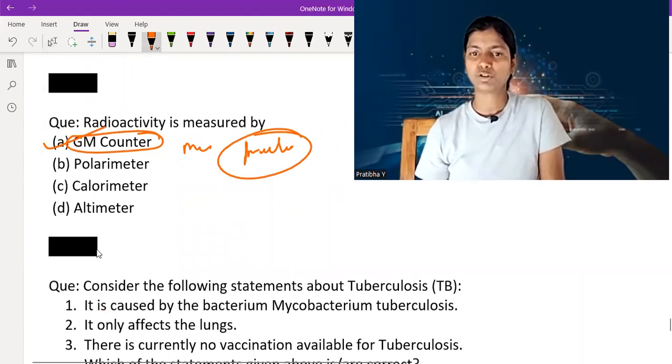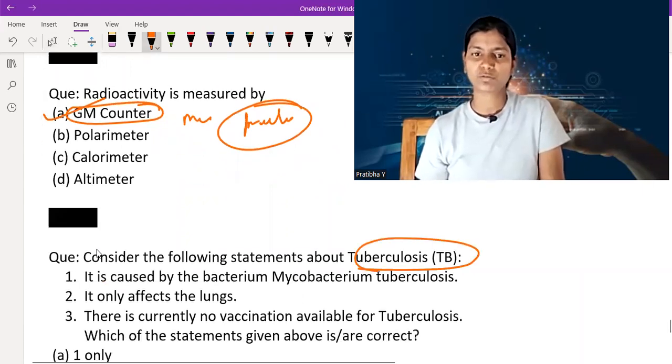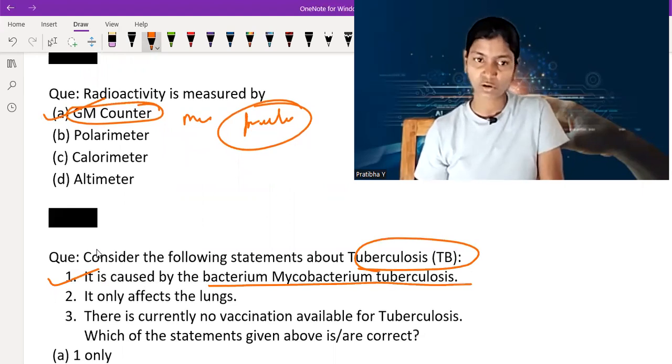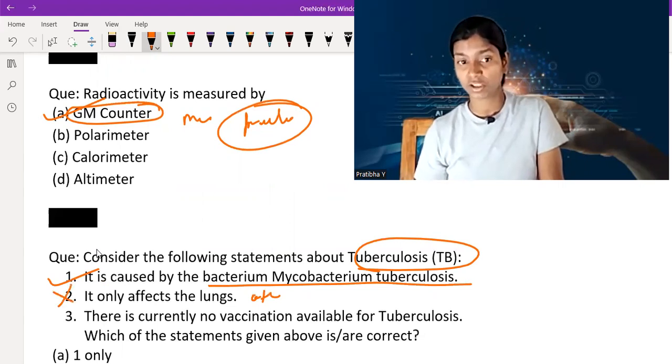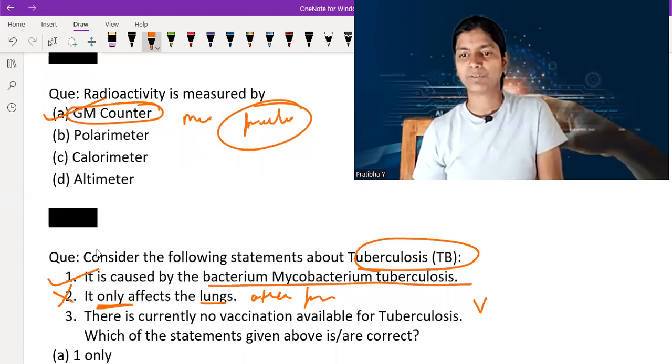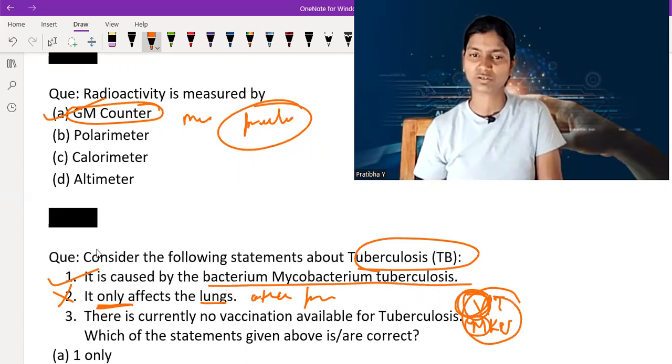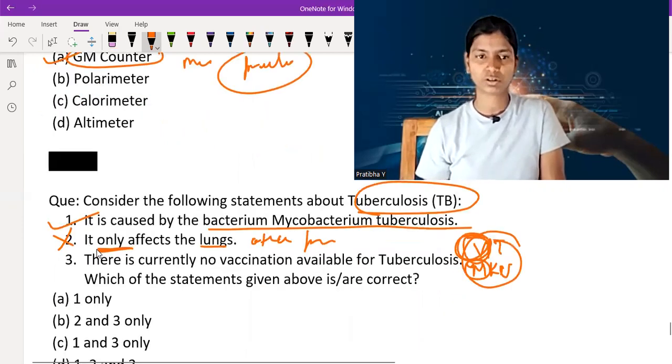Consider tuberculosis, or TB, which is caused by the bacterium Mycobacterium. It only affects the lungs? No, it also affects other parts of the body. This one is wrong. It not only affects the lungs but other parts as well. There is currently no vaccine? No, two vaccines are available. I don't remember the names, but two vaccines are available to treat it. So this one is also wrong. So only statement one is right.